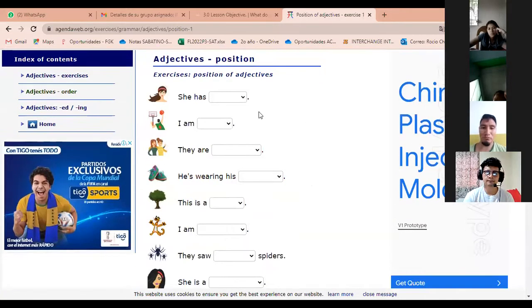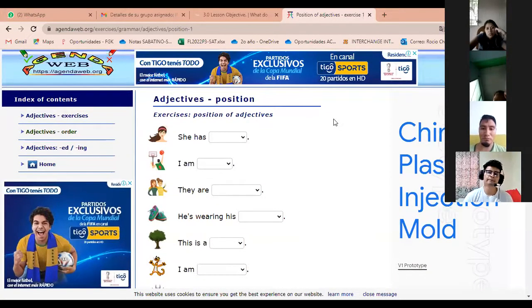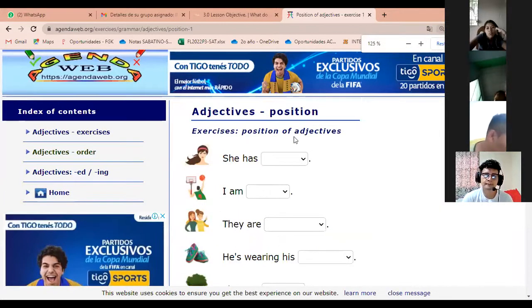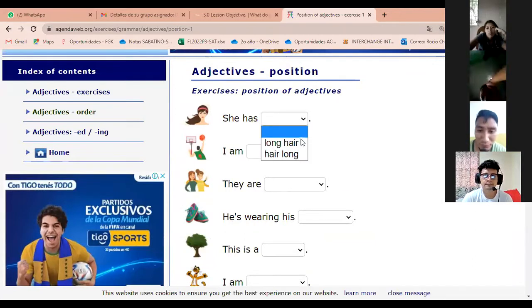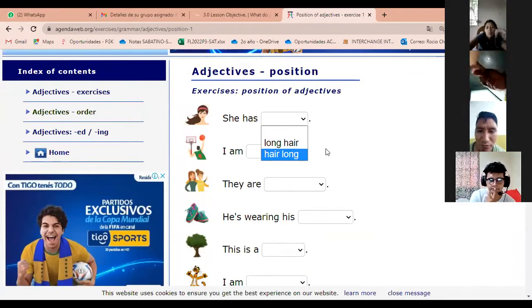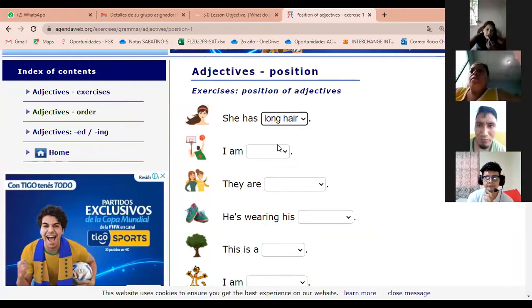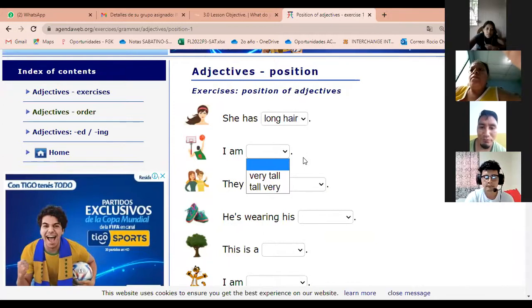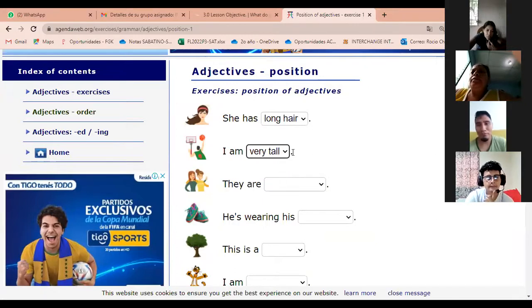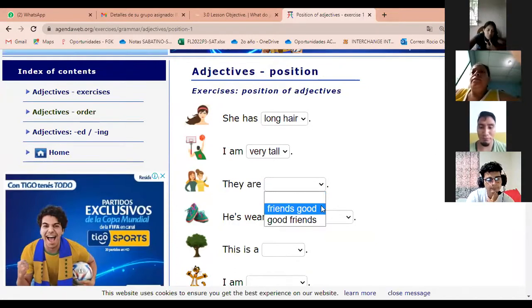She has, okay, she has long hair or hair long? Long hair. Exactly. I am very tall or I am tall very? Very tall. I am very tall.